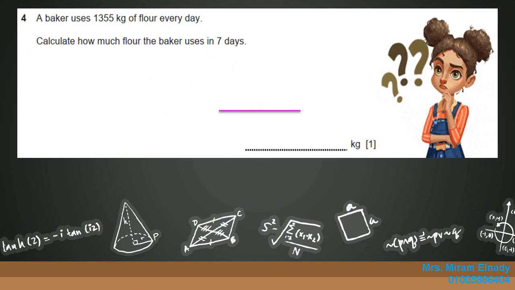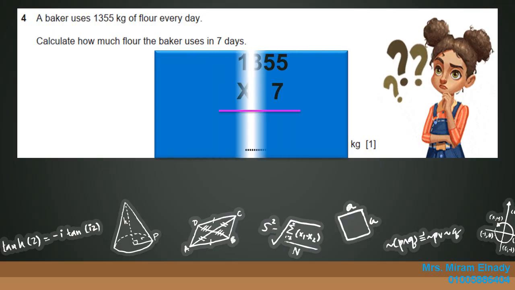What about a baker who uses 1,355 kilograms of flour every day? Calculate how much flour the baker uses in 7 days. Okay, we need to think. Is this about division? Are we going to take this number and divide by 7? Or are we going to multiply it by 7? This amount, 1,355 kilograms, is for every day, and I need to repeat this 7 days. We are going to repeat the 7 days, so it will be multiplication.